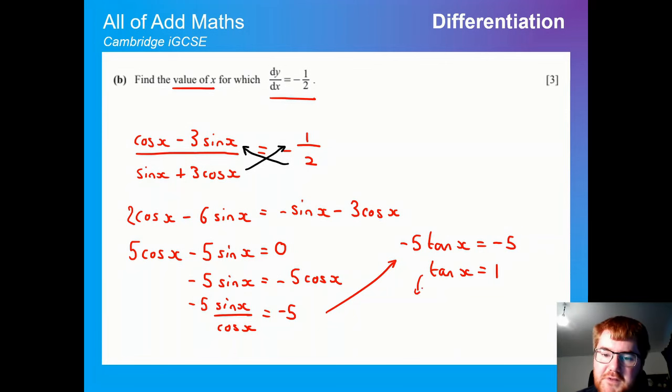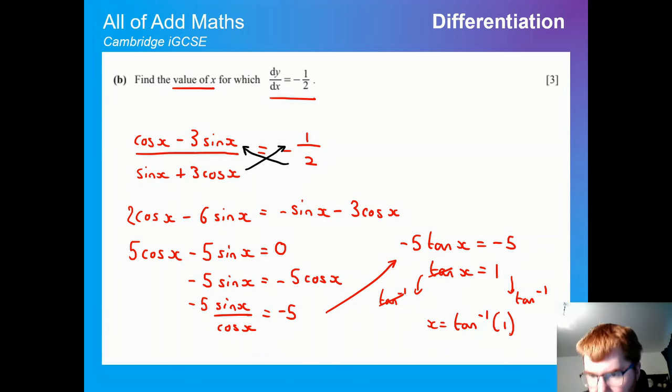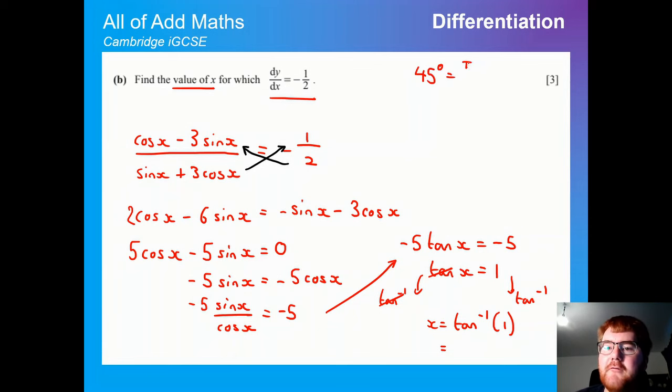And of course, what's the opposite of tan? Well, we're going to do inverse tan on both sides. That cancels, so we get x equals the tan inverse of 1. Now that is an exact value you should know. You should know that's 45 degrees. Remember, 45 degrees is equal to pi over 4 radians. I did say watch out for the radians. It is there. So our answer is pi over 4.